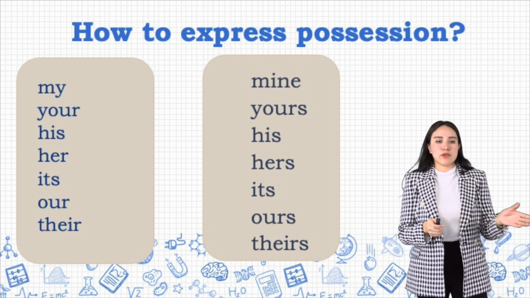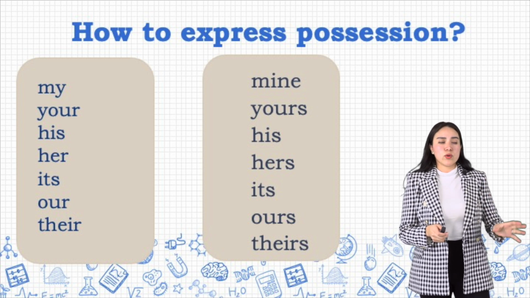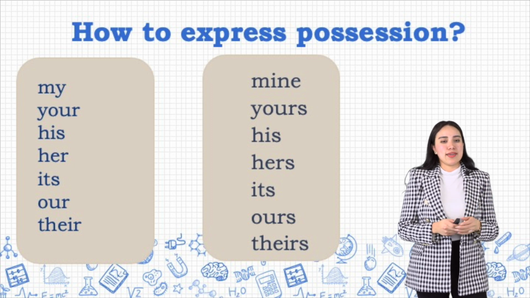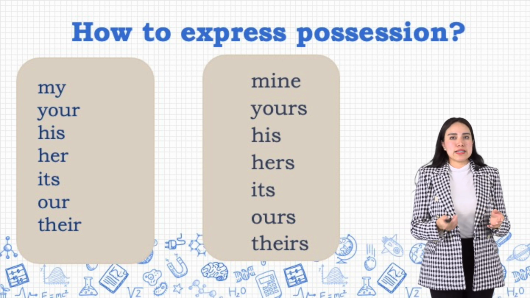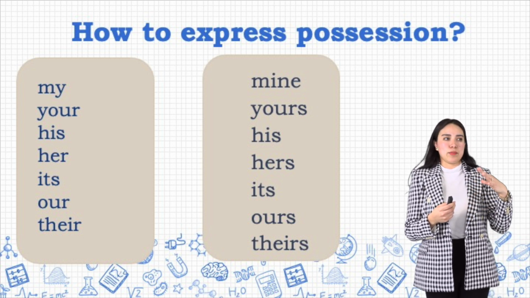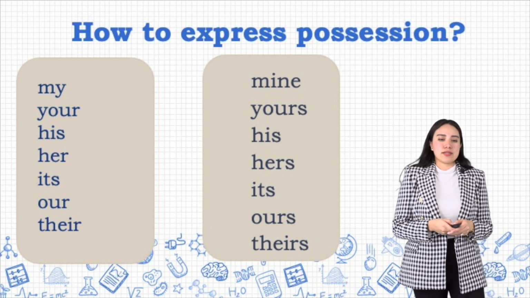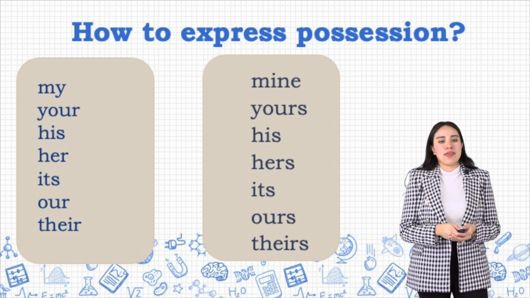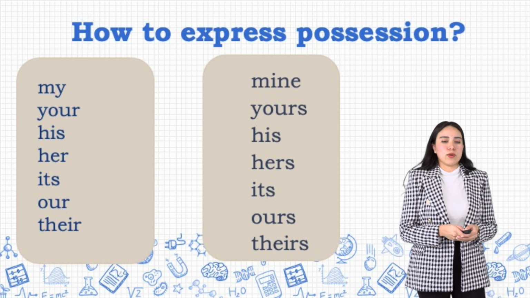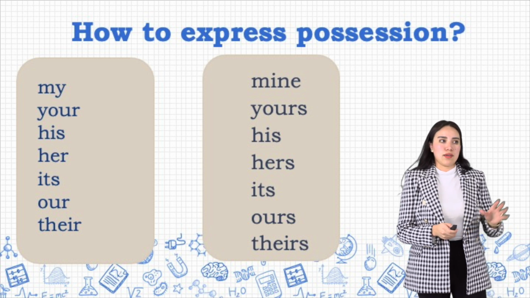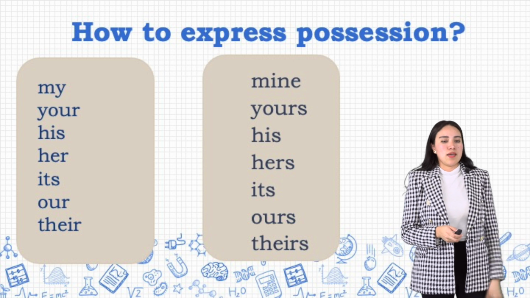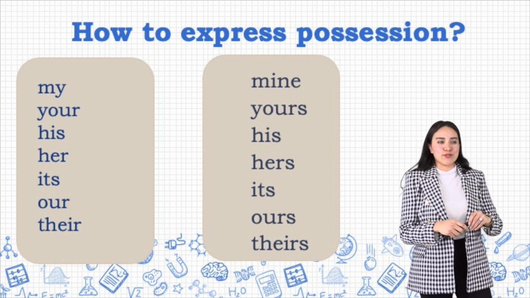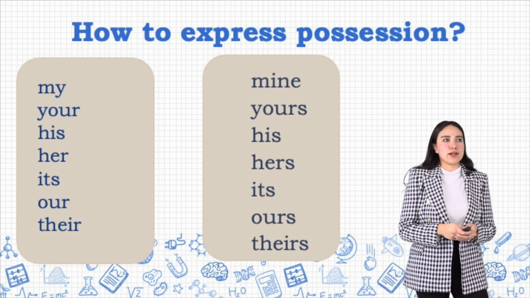For example, my brother. And remember, these kinds of words need something, they need a person. In this case, my brother. As you can see, we need a person. When I want to say something belongs to you, we're gonna use your. When I want to say something belongs to him, his. And when I want to say something belongs to her, we're gonna use her. For example, her computer.